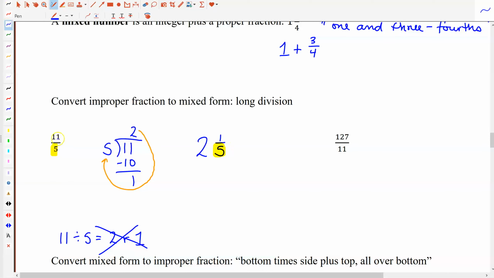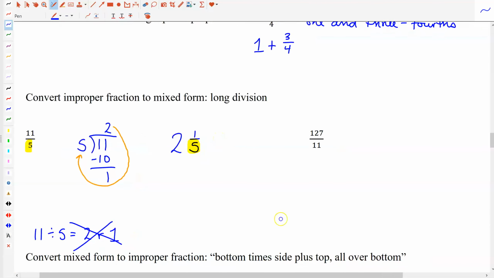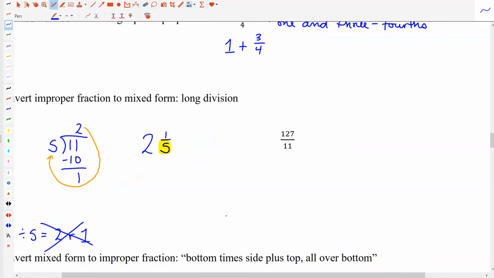So we could ask ourselves for 11/5, how many times does 5 go into 11? It goes in 2 times with 1 left over. But sometimes these get a little bit larger, so then there's where the long division process comes in handy. So 127 over 11. So 127 divided by 11.